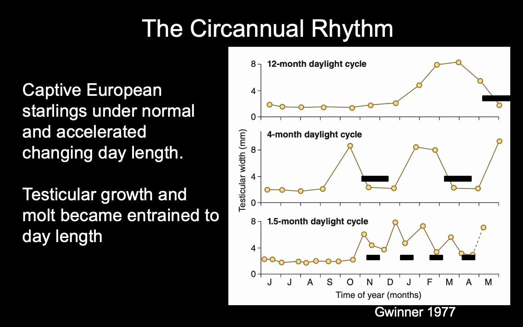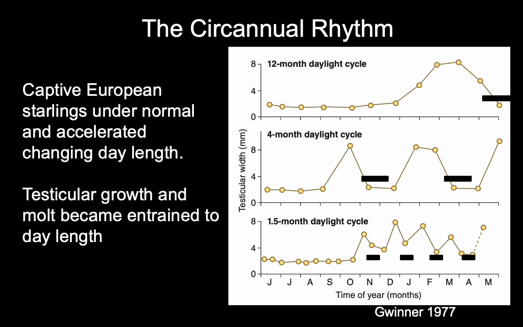And so interestingly, what they did is they just took that natural 12-month cycle of the days starting short, then getting longer, and then getting short again, and they just sped it up. They made the days get long and short on a faster cycle. So it got long and short, but it did that three times in a 12-month cycle. This is the 4-month daylight cycle. So it was still 12 months of just time, but the daylight cycle acted as if it were going around the sun three times, or once every 4 months. So you got multiple long to short day rhythms.